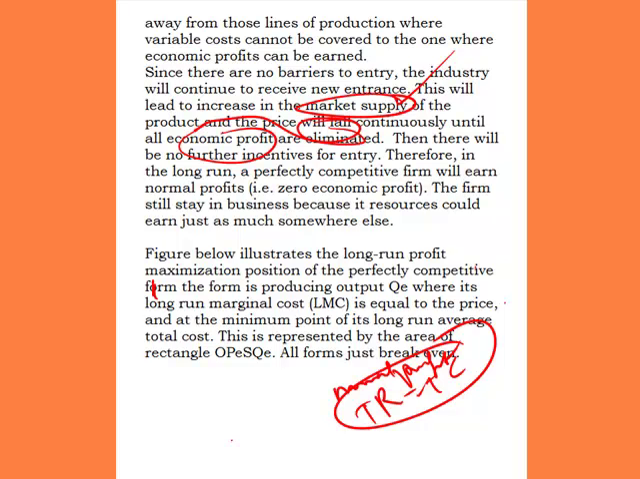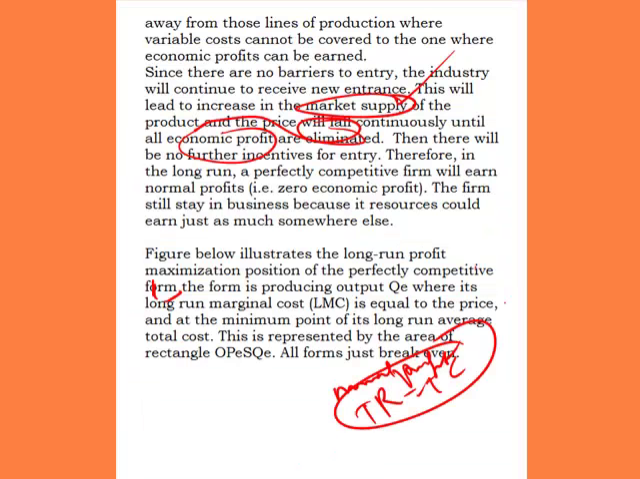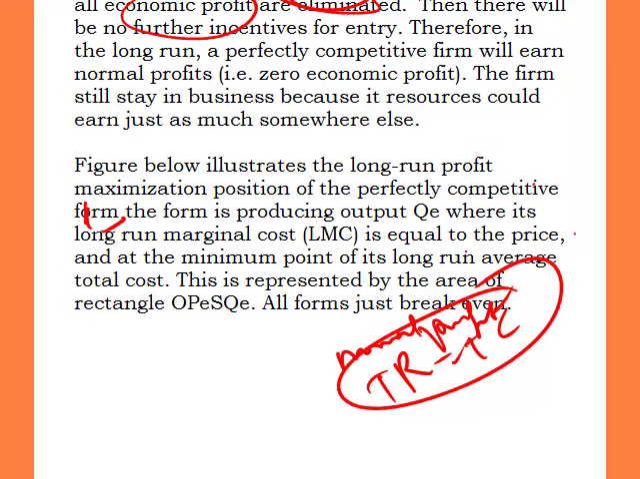The figure that we drew illustrates the long run profit maximization position of the perfectly competitive firm. Now, the firm is producing output QE. Look at the output, please. Output QE, where its long run marginal cost is equal to the price.